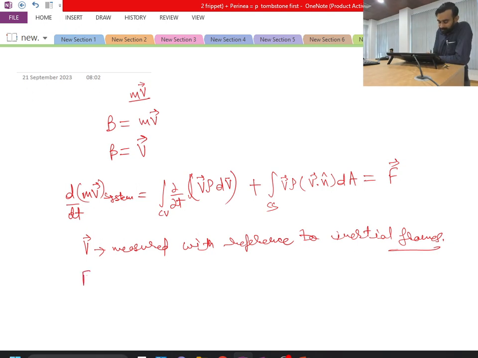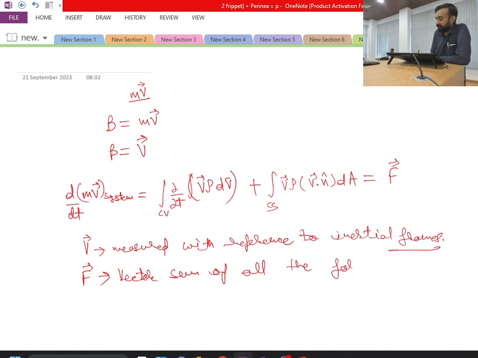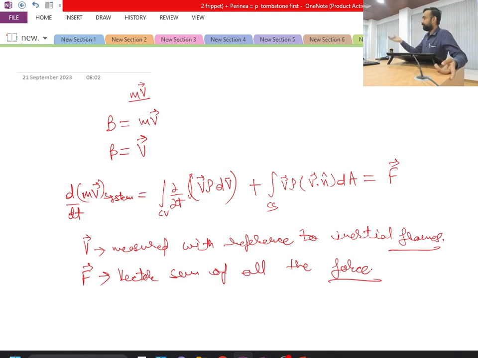Then the second point is that F vector is nothing but the vector sum of all the forces. For example, we have seen that if we have a fluid element, then on the fluid element there can be pressure force, there can be viscous force, there can be body force if it is present in a gravitational field. If it is in the presence of electric and magnetic fields, then there can be electromagnetic force. Okay. So what I am trying to say is that whatever F vector I am considering is nothing but the vector sum of all the forces which are acting on the system.